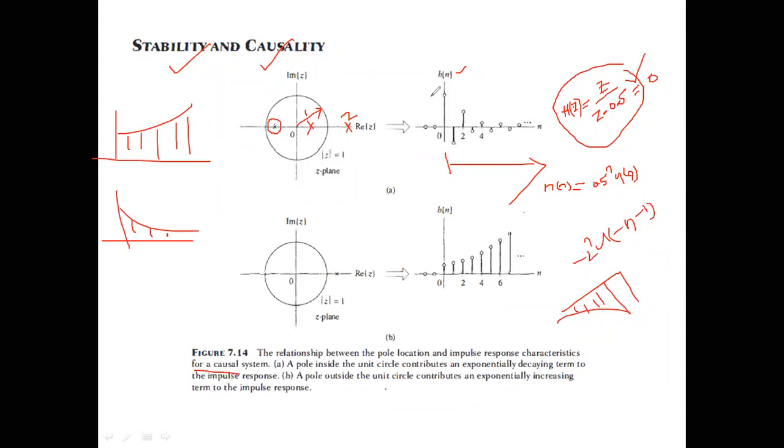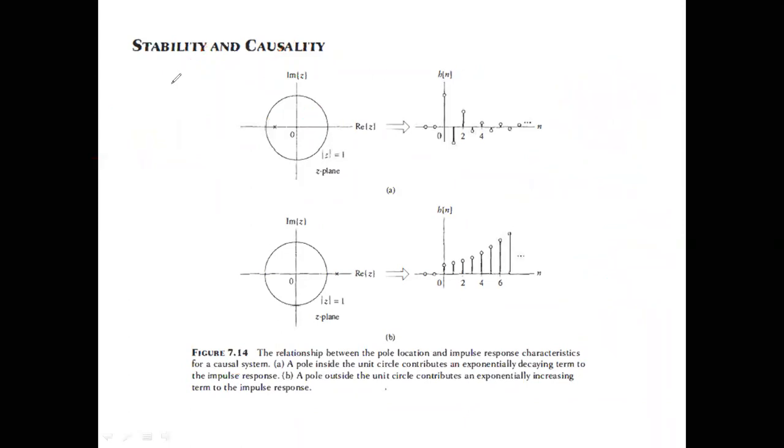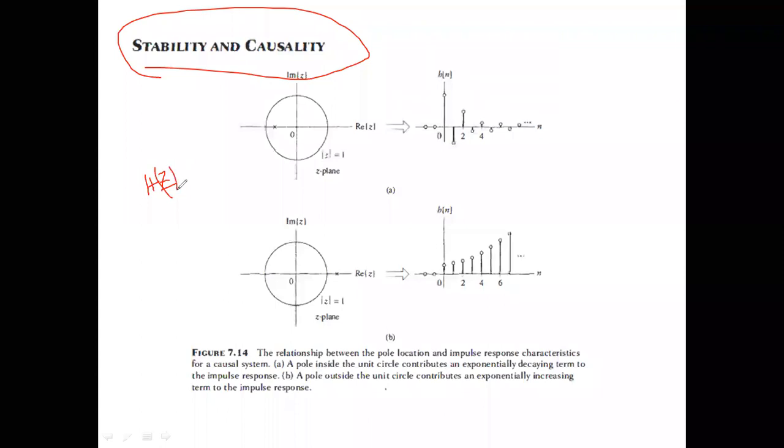So what is the conclusion of the story here? If you happen to know the transfer function h of z, and the author says that this is a transfer function of a causal right-sided system, then if there is a pole lying inside the circle, the system is straight away stable. If there is a pole lying outside the circle of unit radius, then the thing is straight away unstable.